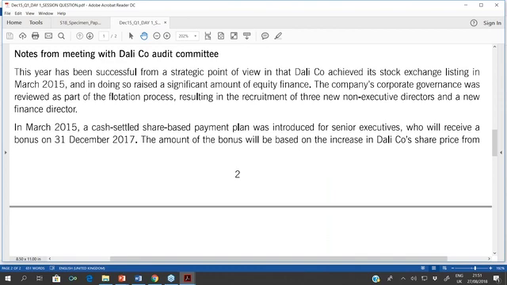The last point on the first page says, in March 2015, a cash settled share based payment plan was introduced for the senior executives. Now see, there is another risk of management bias. Before we come to IFRS 2, there is a risk of management bias. There is a cash settled share based payment plan. Will the directors be motivated to increase the share prices? Because there is a cash settled share-based payment plan. So is there a risk of management bias because the senior executives will be manipulating the financial statements to boost the share prices? So see, one risk is of IFRS 2, right? And one risk is the risk of management bias.